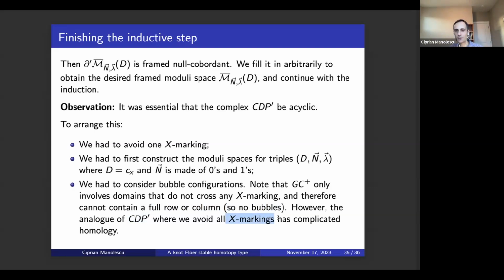But if we allow all the X markings, then we just have the grid, and we just have one complex that we have to study, and that's much simpler. And that one we show is acyclic, well, after you quotient out by the right thing. And therefore, you can do this inductive process, and the obstruction class is 0. But of course, then it gets more complicated in the sense that we have to construct all these moduli spaces with bubbles, which we don't really use in the end, but somehow we need them in the inductive process.